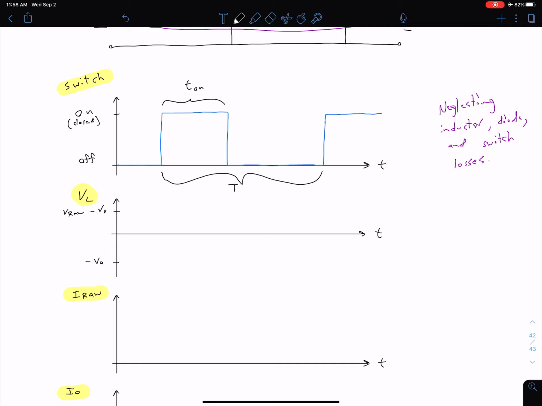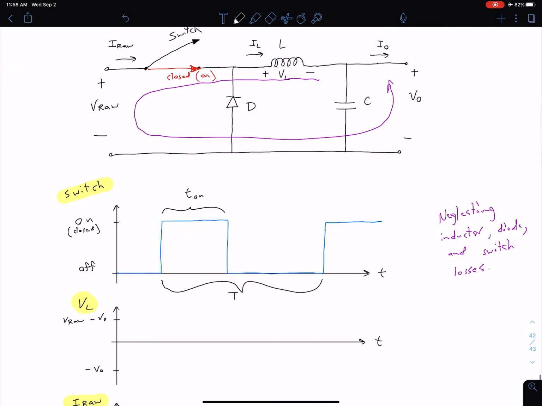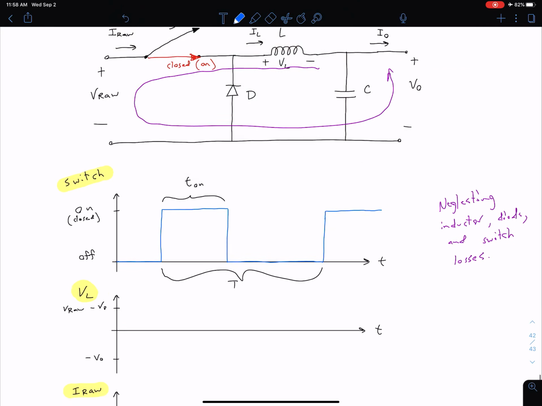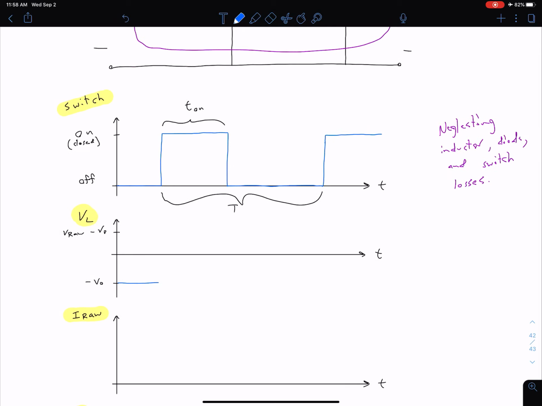minus V out. Although our inductor current cannot change instantaneously, our inductor voltage can change instantaneously, and that's actually what we see happening here. We're going to be at one of these two levels. When our switch is off, or in the open state, we're at negative V out. As soon as our switch turns on, we come up here to V raw minus V out. We stay up here as long as the switch is closed, and then we switch back down. These should be instantaneous jumps lining up with our switching states up above.